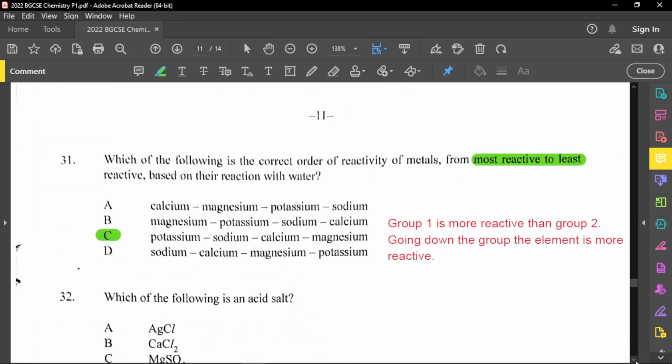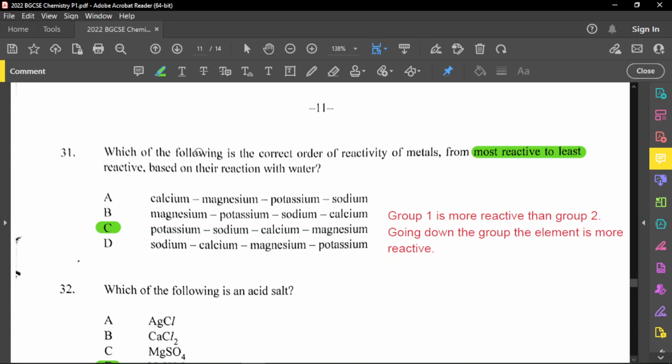All right, the question number 31. It said, which of the following is the correct order of reactivity of metals from the most reactive to the least reactive based on their reaction with water? All right, so I have a notation there on the right, but let's look at the options really quick. So we only have magnesium, calcium, potassium, and sodium in all of them, right? So those are the 4 elements in different order. Now let's think about why option C is the correct order.